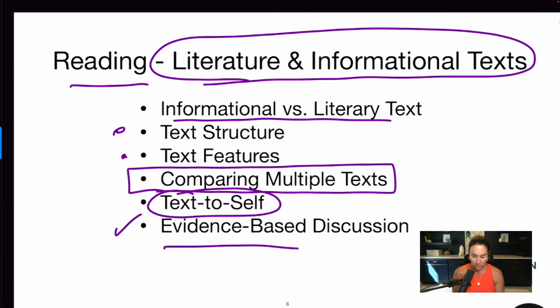And then, of course, evidence-based discussion is a big part of the Common Core standards in English language arts. And it's all about requiring students to use evidence from the text to support their claims. So, for example, if a student says something, and you're like, oh, that's a really good observation. Where in the text did you get that information? Or what in the text led you to that belief? Can you show me a page number? Can you put your finger on it? That's the beginning stages of teaching students how to cite text.